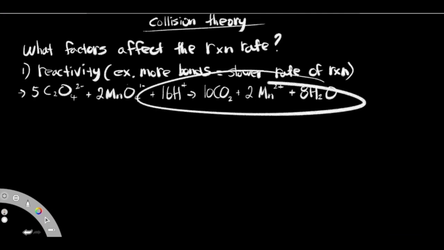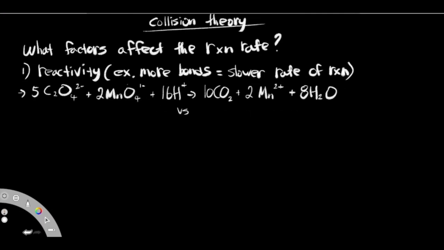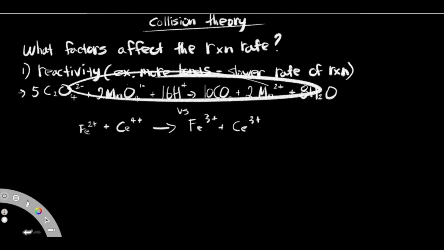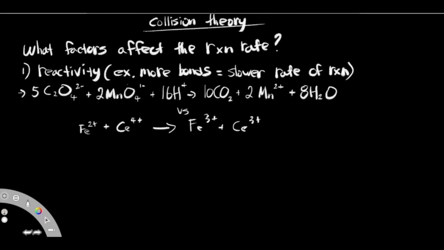Now, I want you to look at this equation and compare it versus Fe 2+ and Ce 4+, giving Fe 3+ and Ce 3+. Now, we have to look at the one that has more bonds. Of course, this one here has a lot more bonds because we see that the bonds are forming on this opposite side, whereas over here, the bonds are not forming.